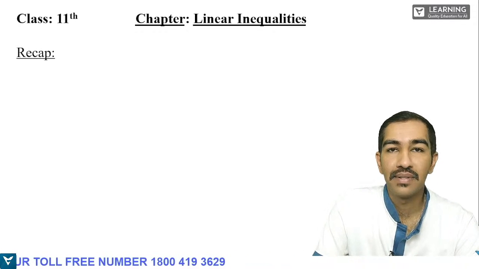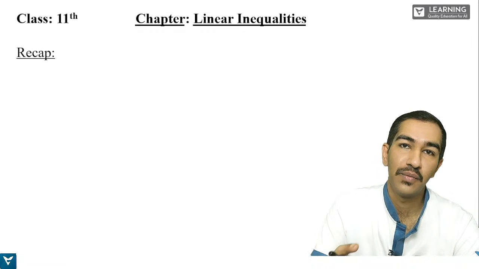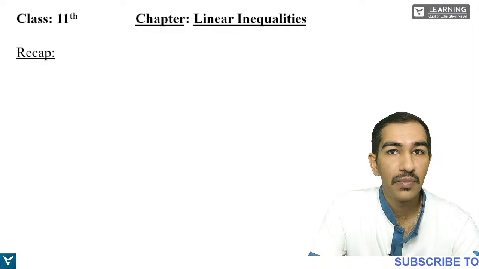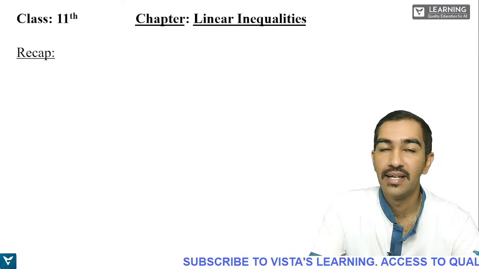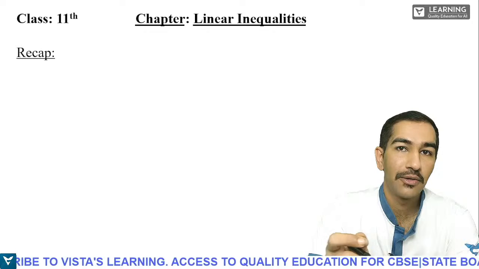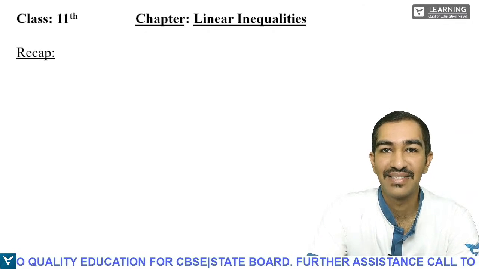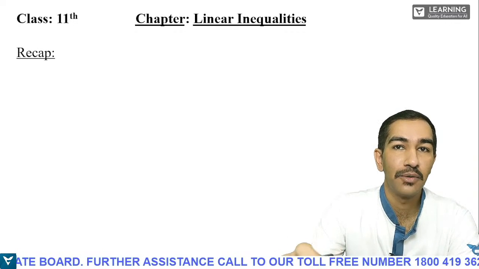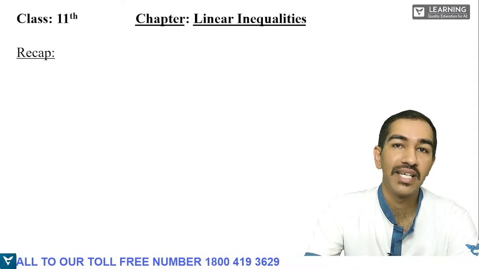So in the recap, what we had seen is how to plot a graph. The very first step is to convert the given inequality into an equation. Once that is converted, find out the values of x and y. Substitute x is equal to 0, get the value of y. Similarly, substitute y is equal to 0 and get the value of x. Then you'll be getting the coordinates. From those coordinates, you have to plot the graph, and that is the graphical solution of the given inequality.